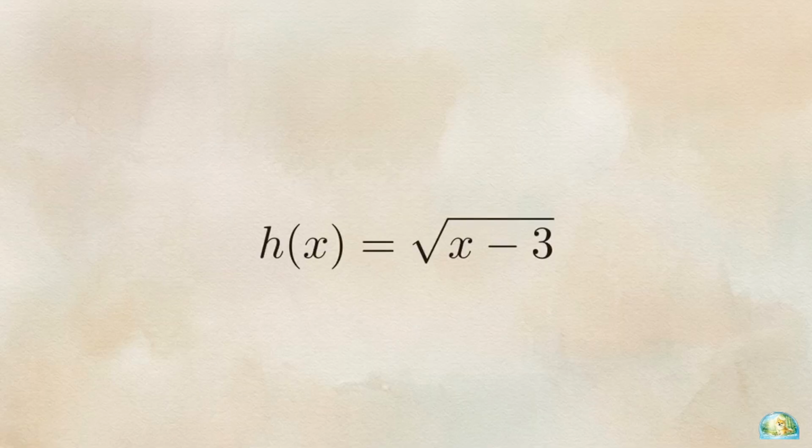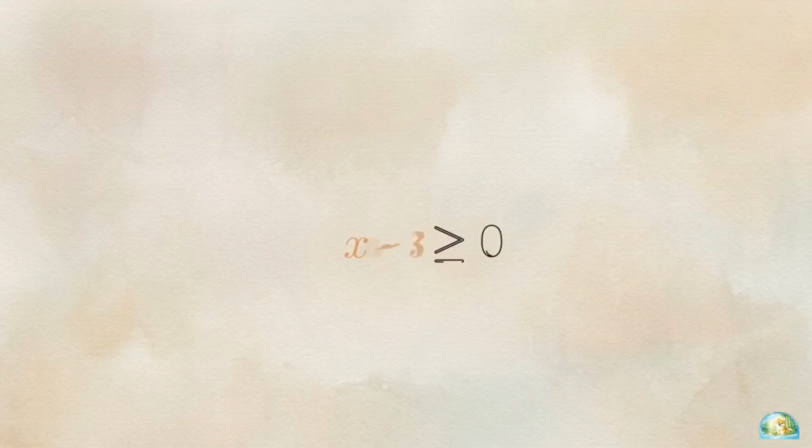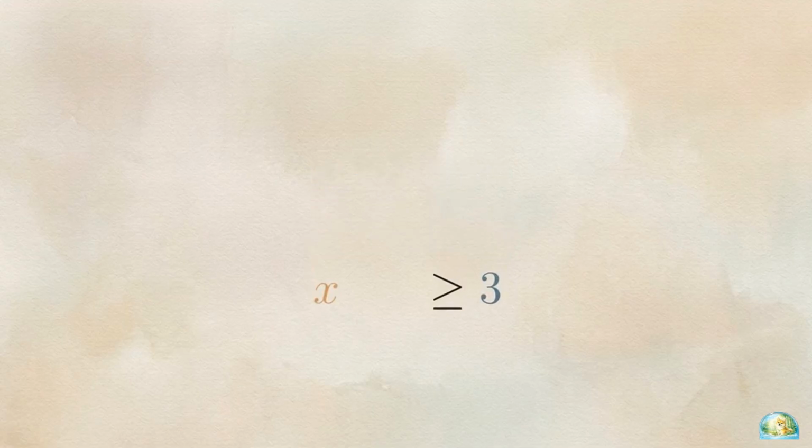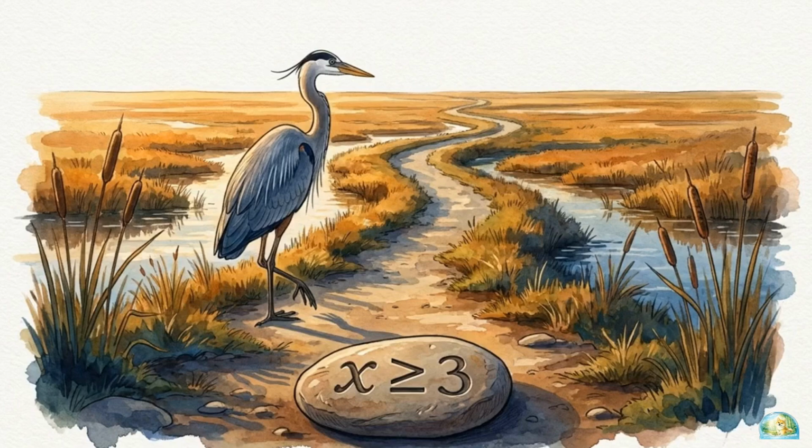We set up the restriction by pulling out that internal expression, x minus 3, and setting it greater than or equal to 0. Adding 3 to both sides resolves the inequality, establishing our final boundary. X is greater than or equal to 3. For a square root expression like this one, the radicand must be non-negative. Solve that inequality to find its domain.